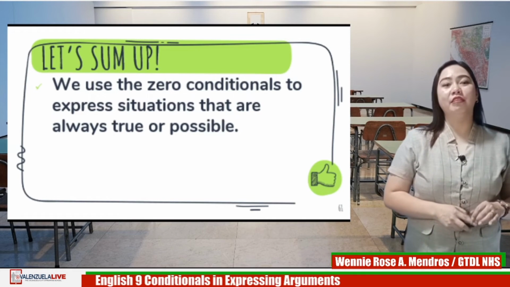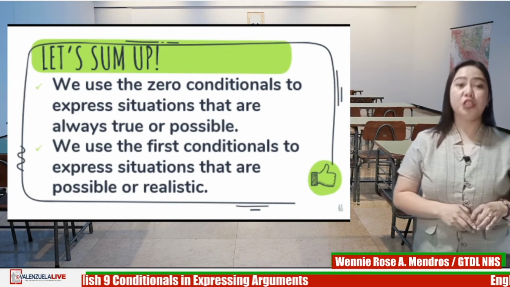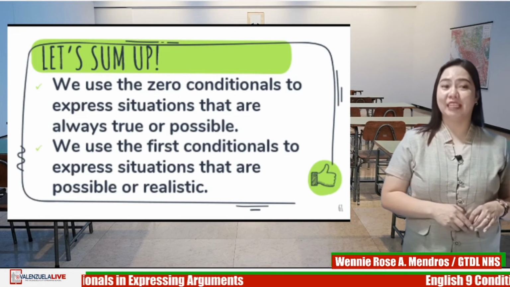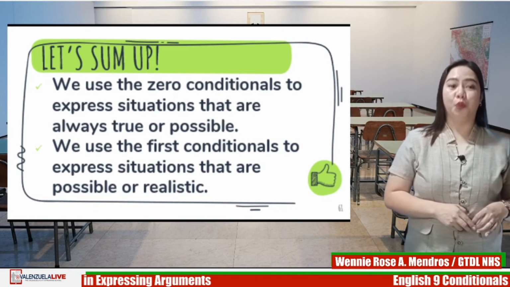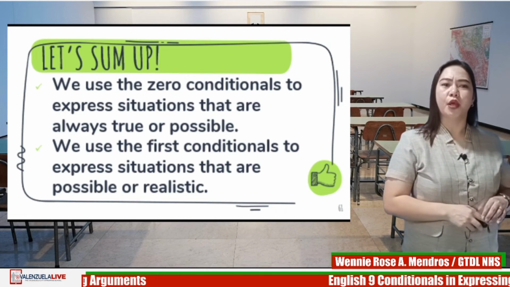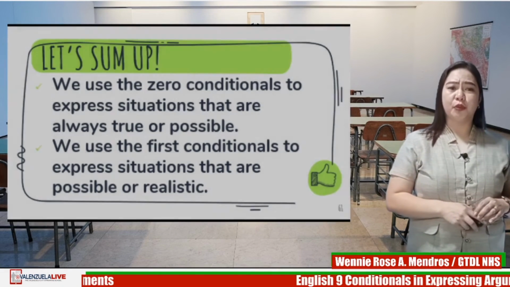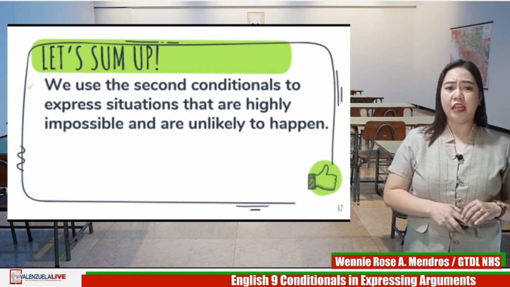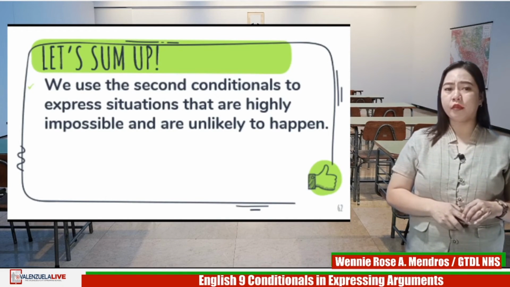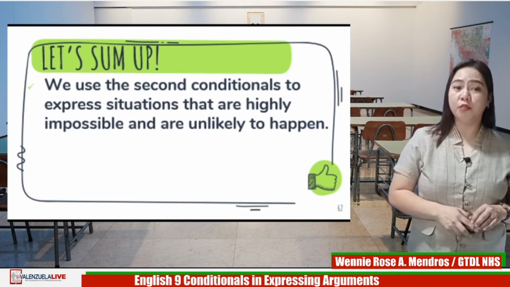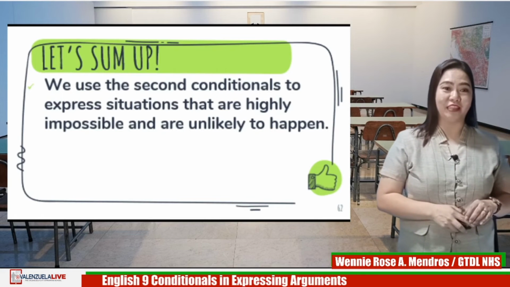Next, we use the first conditionals to express situations that are possible or realistic with the use of simple present tense of the verb in the if clause and will plus base form of the verb in the main clause. After that, we use the second conditionals to express situations that are highly impossible and are unlikely to happen. We use the simple past tense of the verb in the if clause and would plus base form of the verb in the main clause.